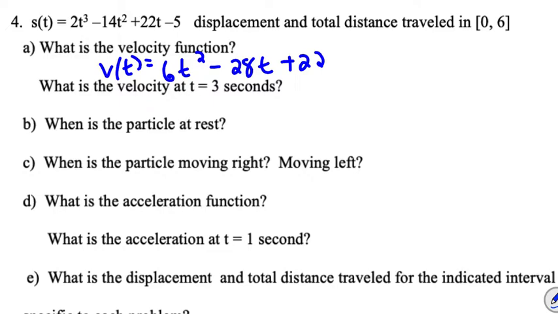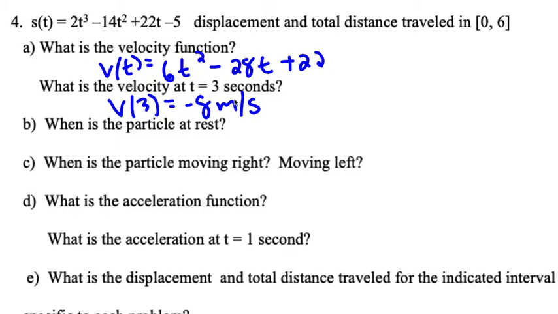So just take your calculator. Like I said, this whole test will be a calculator test. There is no non-calculator part. So take your calculator, plug in 3, and we find out that V of 3 gives you -8. We want to make sure we have the units there, so meters per second.